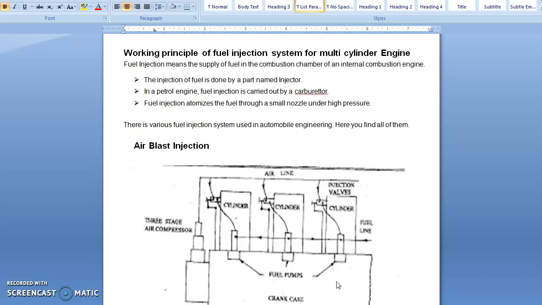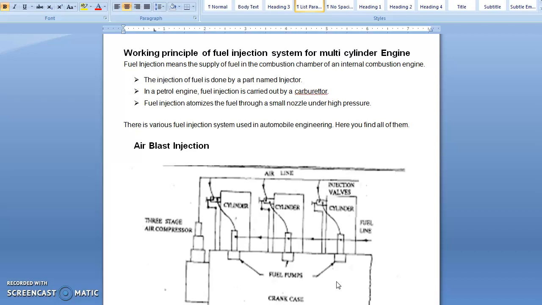In a petrol engine, fuel injection is carried out by a device named the carburetor. Fuel injection atomizes the fuel through a small nozzle under high pressure. There are various fuel injection systems used in automobile engineering. Here we are going to find all of them.